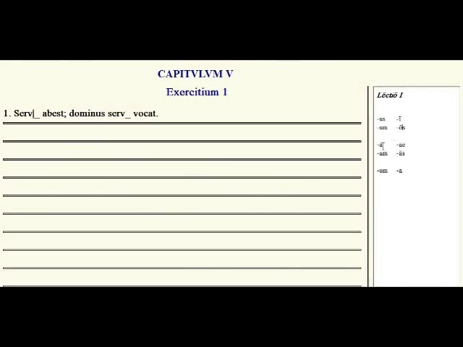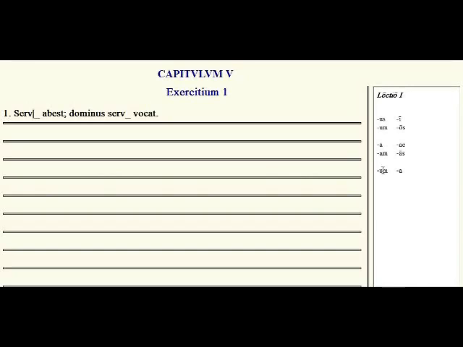You have the same thing down here with -am and -ae, -as. Like ancilla, the slave girl, ancillam, I met the slave girl, etc. Down below here we have the neuter, -um and -a. The reason there's only one example for each here is that in the neuter, the nominative and accusative are the same. So you should memorize that rule. Neuter, nominative, accusative, the same.